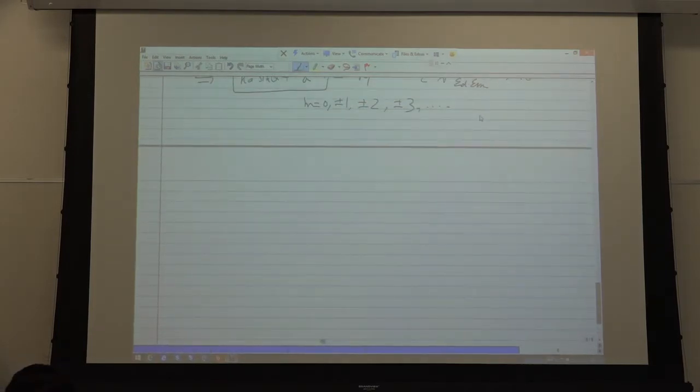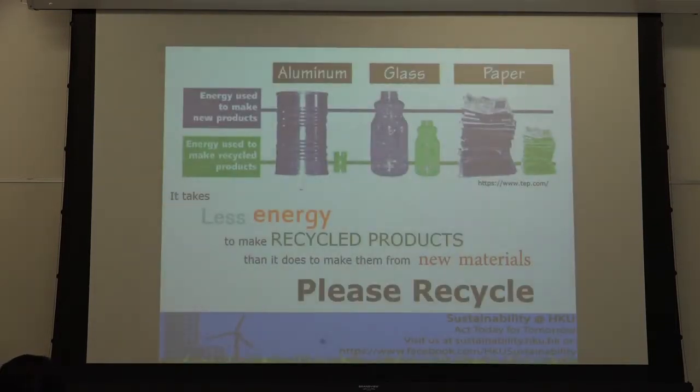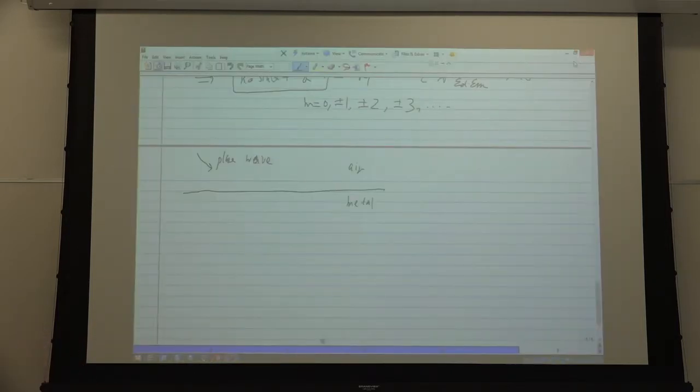Okay, this is a periodic structure. Oh, no, not a periodic structure. This is maybe an air-metal structure, right? Initially, it was a plane wave. So they cannot excite it. So we just perturb this surface, make it periodic, then it can excite it.